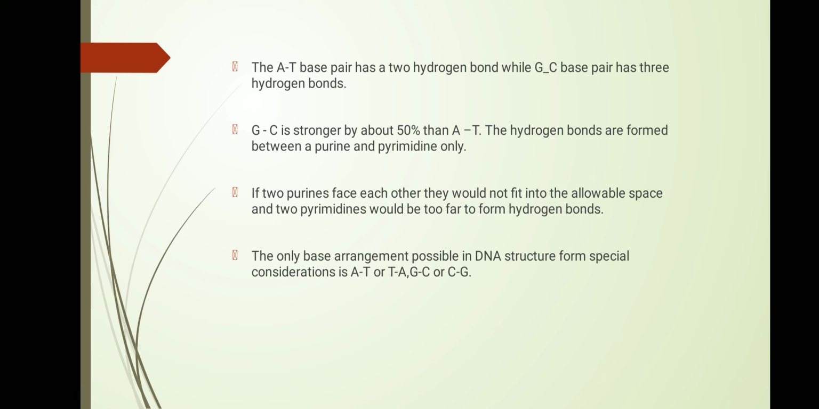Hydrogen bonds are not formed between 2 purines or 2 pyrimidines. Two purines do not bind with each other because they do not fit into the allowable space, and two pyrimidines would be too far apart to form a hydrogen bond. It means hydrogen bonds form only between a purine and a pyrimidine, not between two purines or two pyrimidines. So the possible base arrangements in a DNA structure are adenine with thymine, or guanine with cytosine.